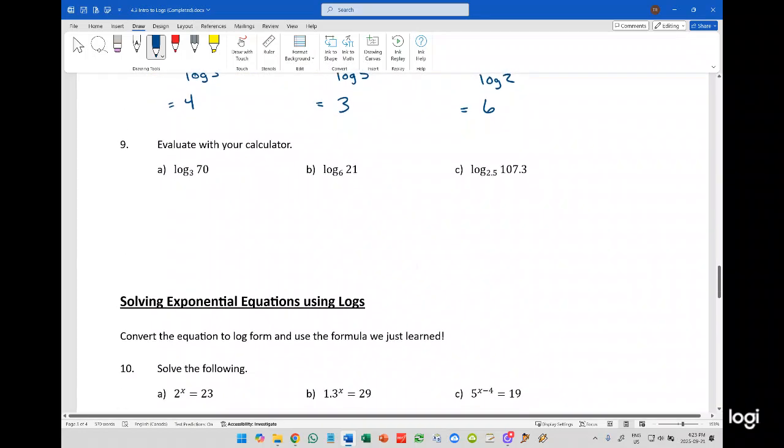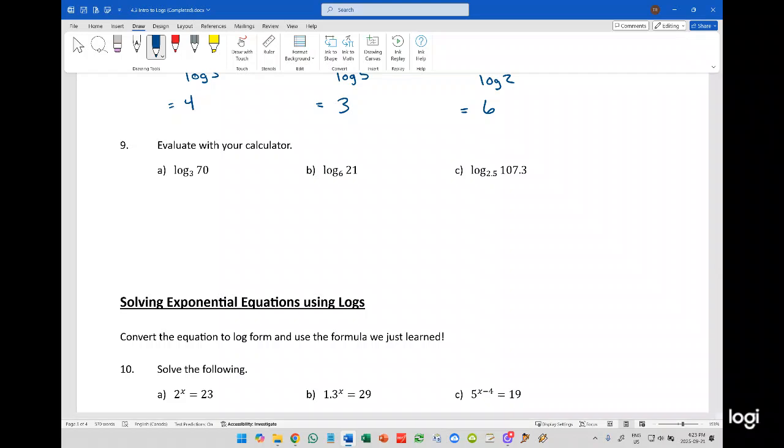For number 9, this first one I'm going to just try to do by observation. So what exponent do I put on 3 to get 70? I know 3 to the 1 is 3, 3 squared is 9, 3 cubed is 27, and 3 to the 4th is 81. So I know cube is too small and an exponent of 4 is too large. So I'm expecting an answer between 3 and 4, probably a little closer to 4.